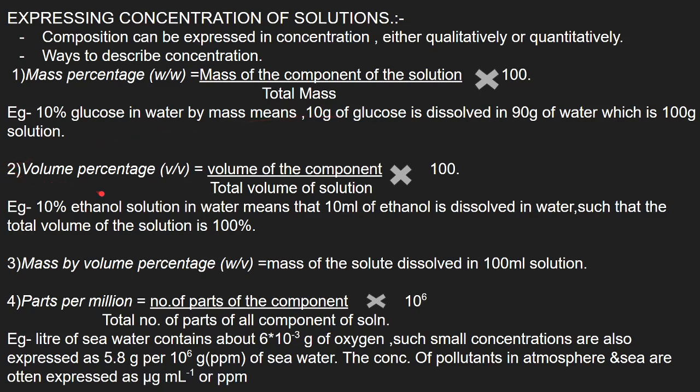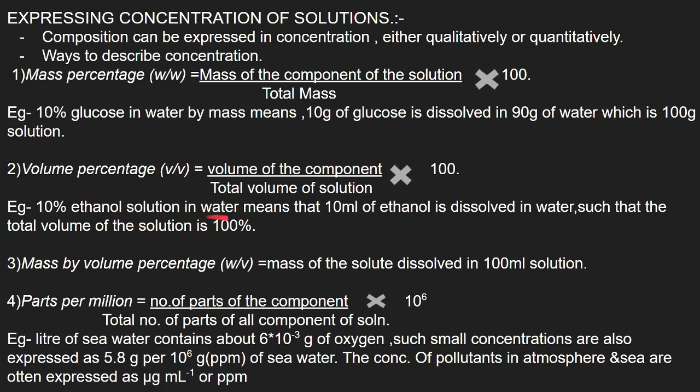Then the next one is volume percentage, which is known as V by V. Volume of the component divided by total volume of the solution. It is the same as the first one, W by W, and this one is V by V. The example is 10% ethanol solution in water means that 10 ml of ethanol is dissolved in water such that the total volume is 100%.